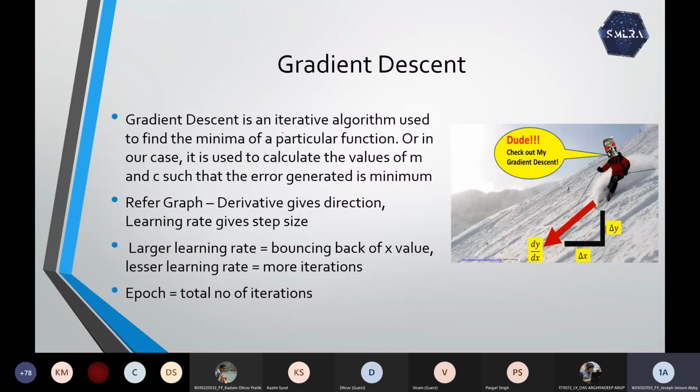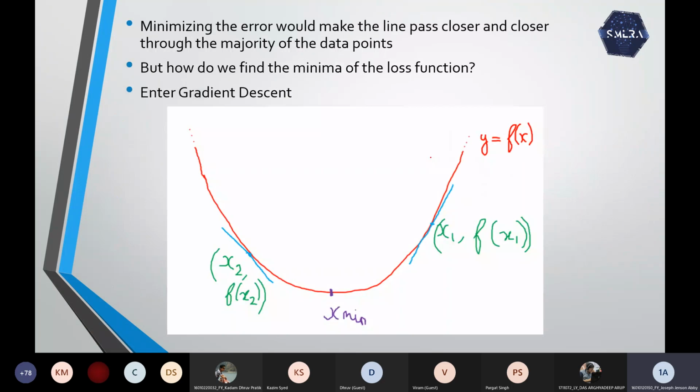Gradient descent is an iterative algorithm. Iterative means it is running multiple number of times. It is constantly updating the values of particular variables, say m or c, so that it can find the minima of the particular function. All right. Now I'll explain to you how this gradient descent works.